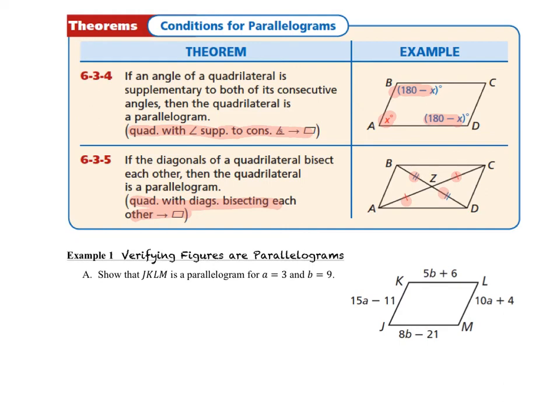So we need to show that JKLM is a parallelogram if A is 3 and B is 9. So if you plug those in, if A is 3 and B is 9, I plug those in to the sides, and those are the measurements I got. So I see that my opposite sides are congruent to each other. So this is a parallelogram because opposite sides are congruent.